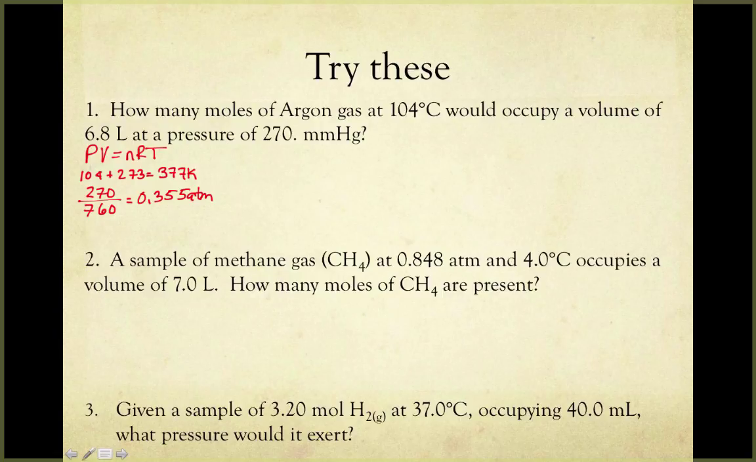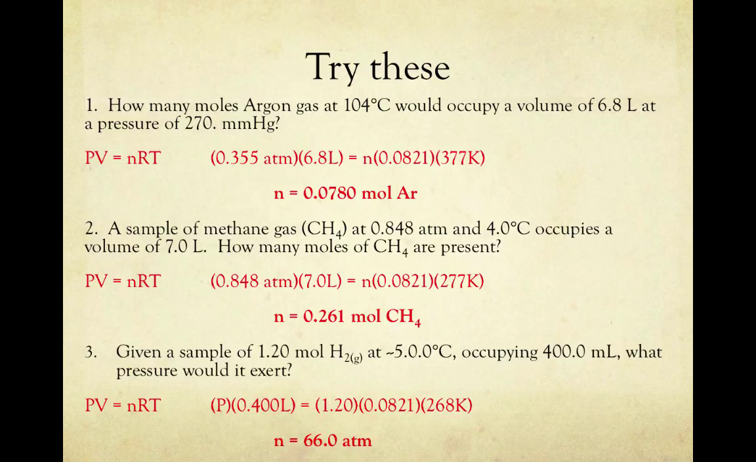Plugging in my pressure, 0.355, my volume, 6.8. I don't know my moles, so that's n. The ideal gas constant, R. And T, 377. I can solve for n. Solving this equation, I find that I have 0.079 moles of argon. Pause the video here and try the next two on your own. When you return, I'll reveal the answers. Welcome back. Here's what you should have gotten.